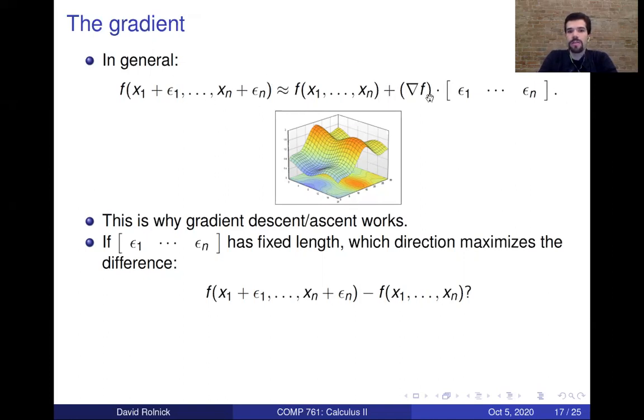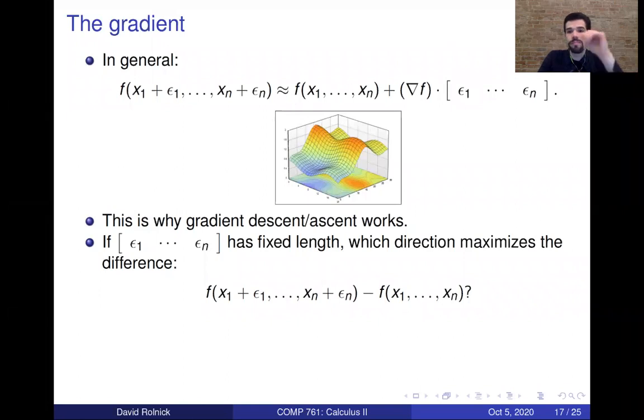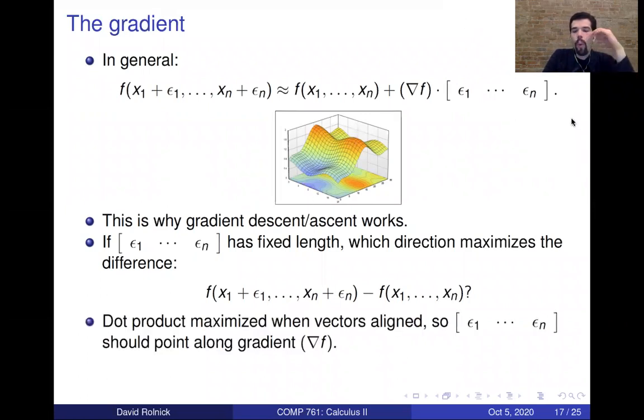Remember this equation up here. Why is it true? Yeah, so it's the gradient. But why is it the gradient? Well, because the difference between these two is the gradient dotted with the epsilons. Now, imagine that this is your gradient. It points in some direction. This is your epsilons. You move your epsilon around. You can decide which direction it should point in. For any direction you point in, your increase is the dot product of this fixed vector and this movable vector.